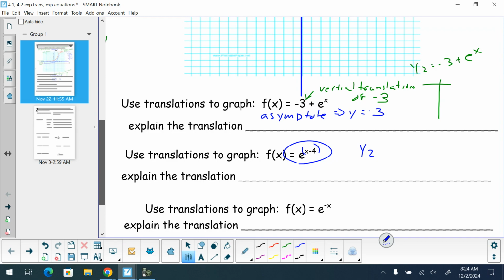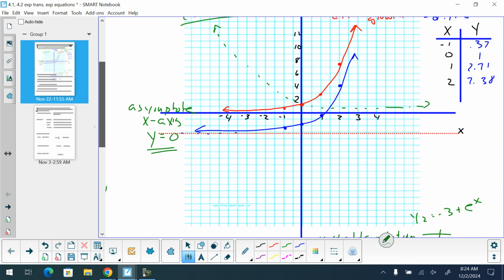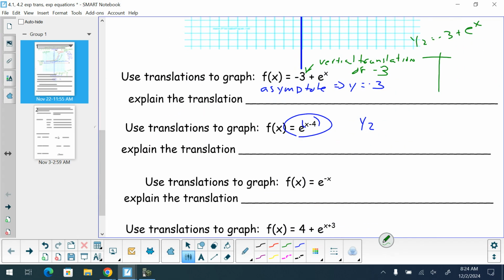Everything gets shoved to the right 4 positions. So if I go back to my original graph, all these points get shoved to the right four positions. We still have the asymptote at the y-axis, y equals 0, but everything gets shoved to the right 4 positions.